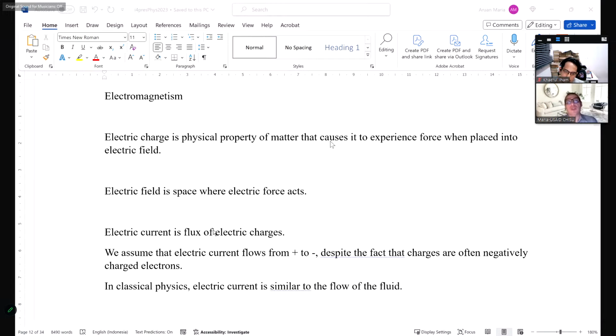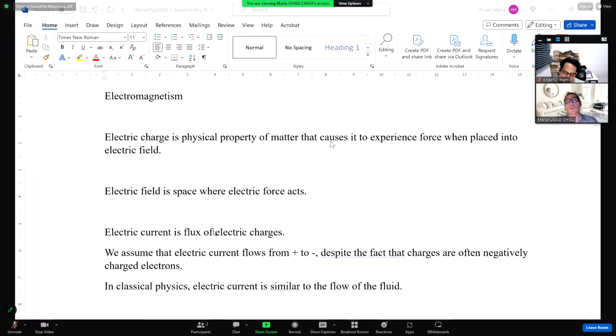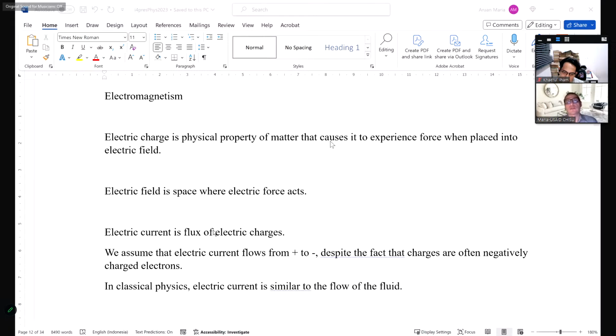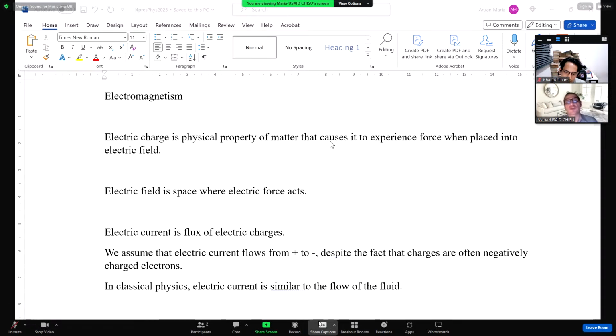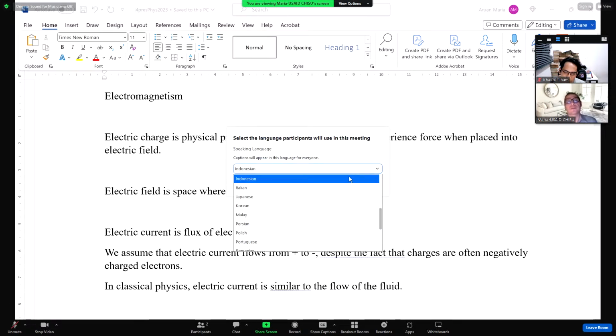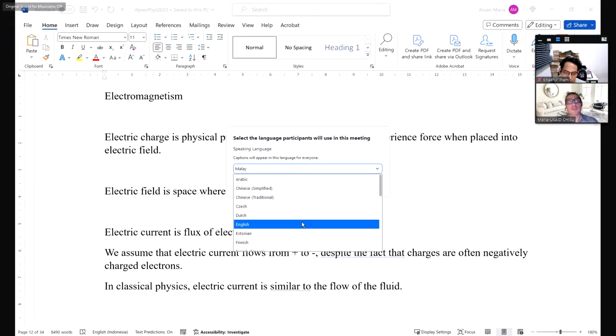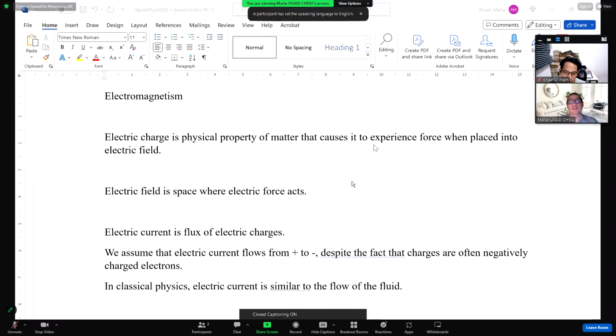Electric current is flux of electric charges. We assume that electric current flows from plus to minus, despite the fact that charges are often negatively charged electrons. In classical physics, electric current is similar to the flow of fluid. Remember, we studied fluid mechanics.